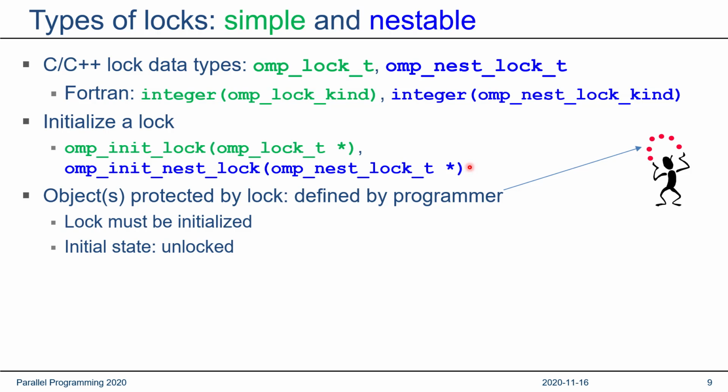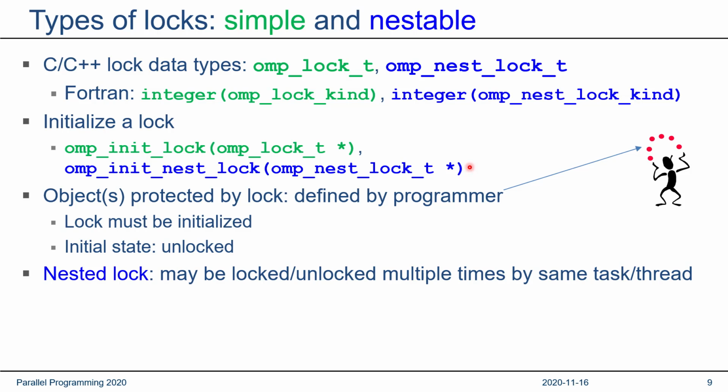Now, the objects that a lock protects are defined entirely by the programmer. So there's no syntactic or semantic connection between a particular lock variable and a particular resource. That's all up to you in your program. Okay? The only thing you need to know is a lock must be initialized, and the initial state of any lock is unlocked.